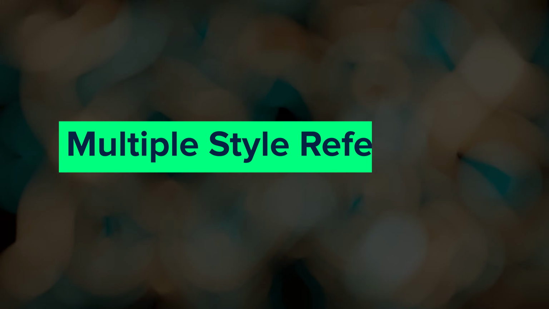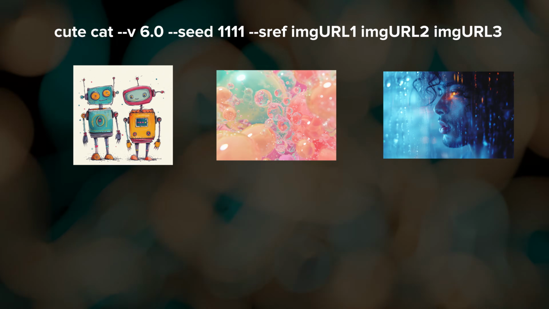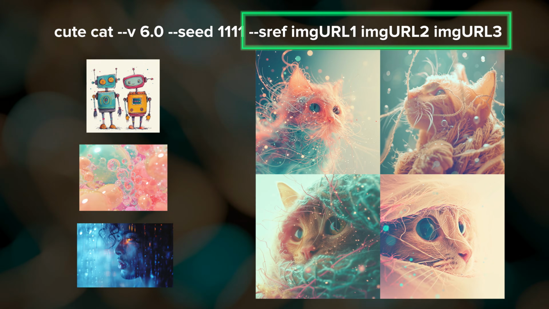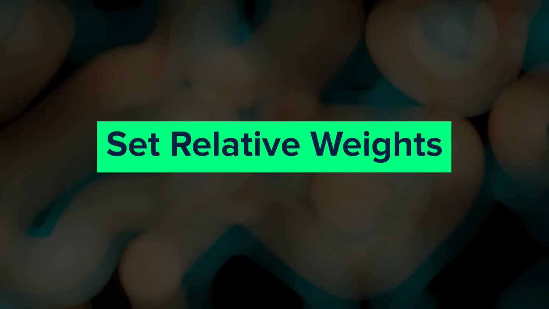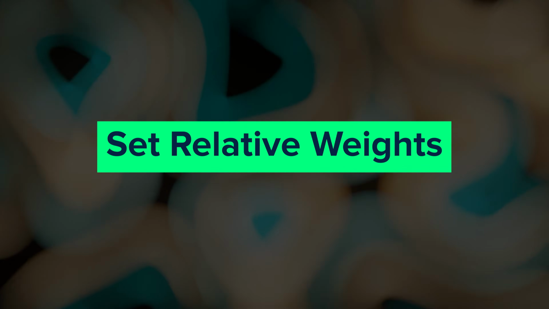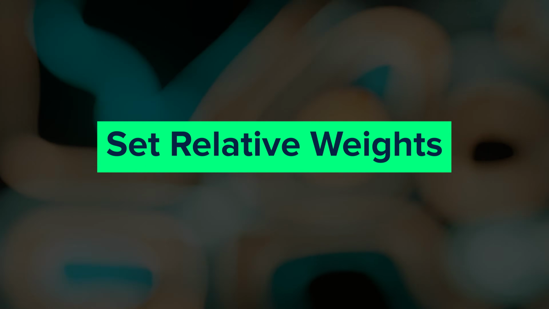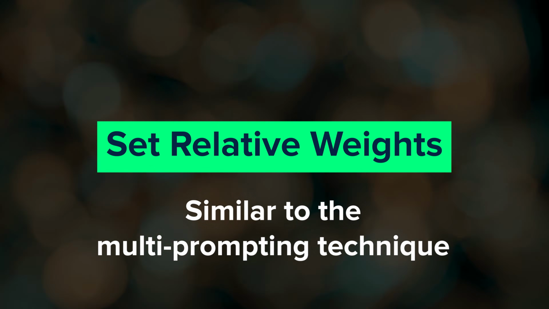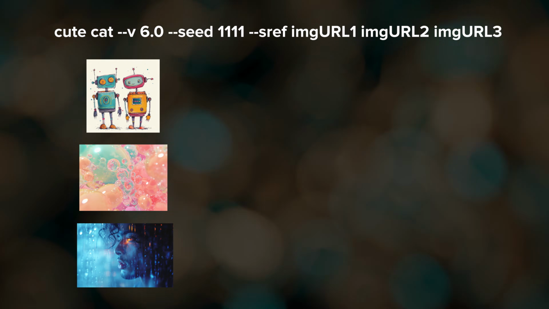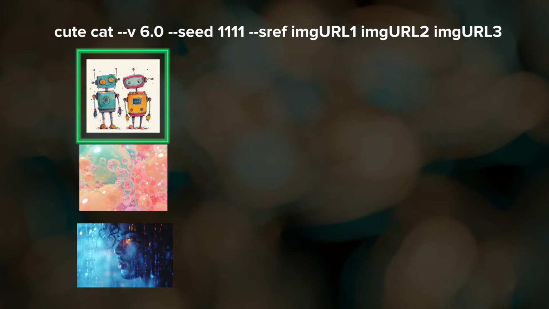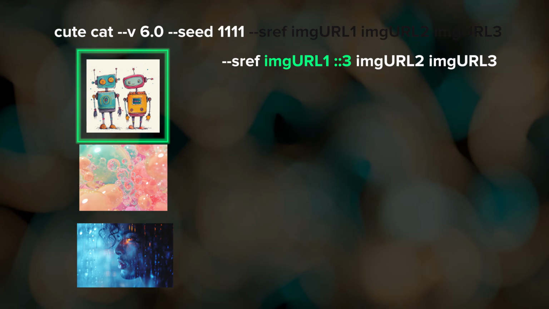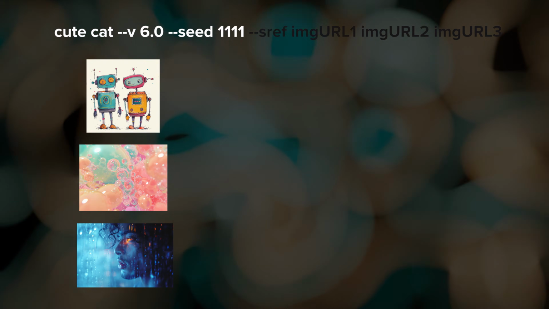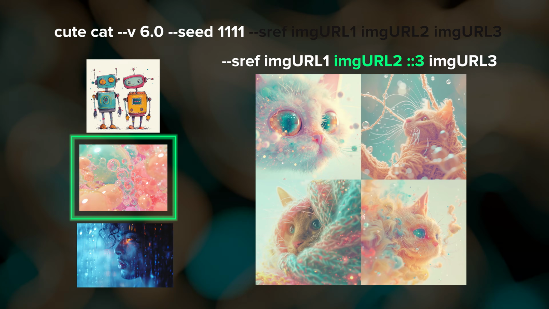You can also paste multiple image URLs after --sref, just separate each URL with a space. And you can set relative weights for multiple style reference images. This is a bit advanced, and if you're familiar with multi-prompting, it's the same idea. For example, if I want the relative weight of the first image to be 3, I just add ::3 after the first image URL. Or maybe I want the weight of the second image to be 3.